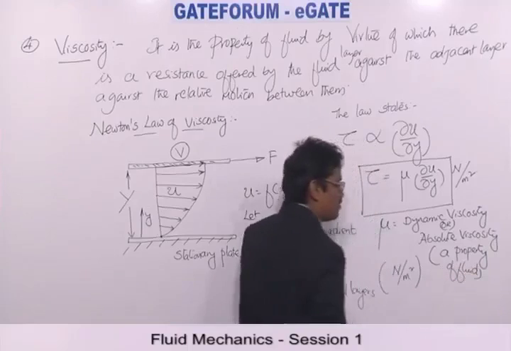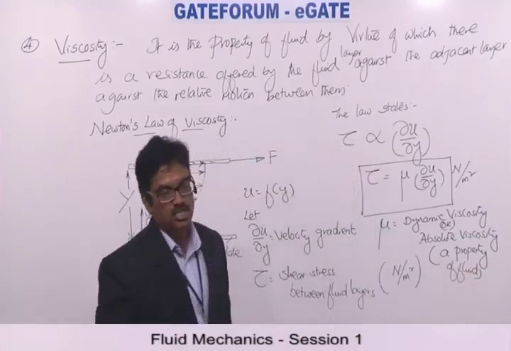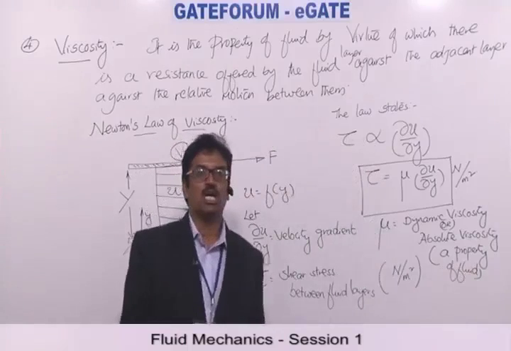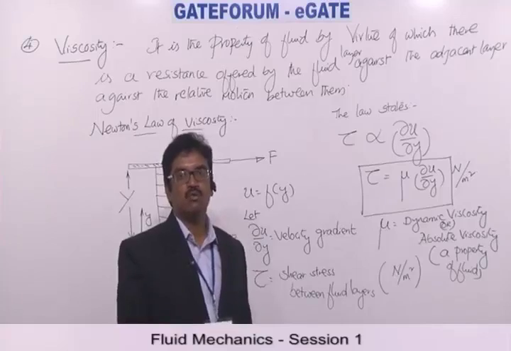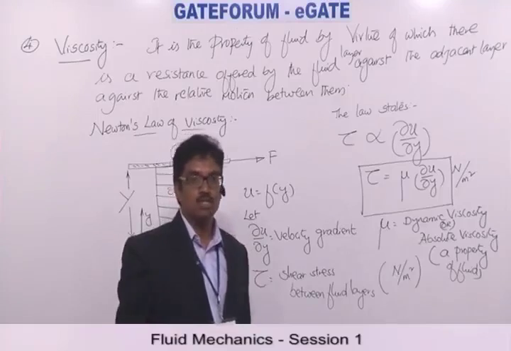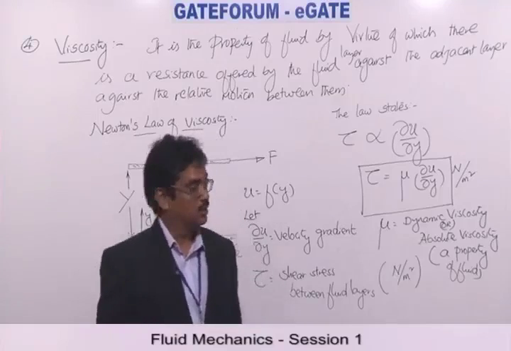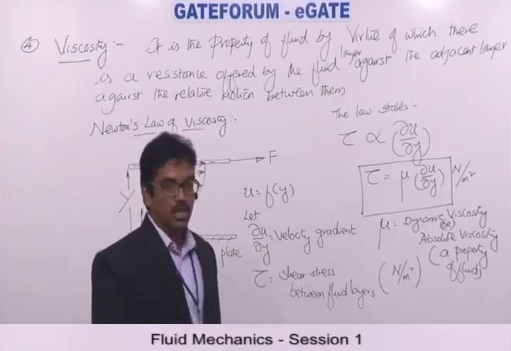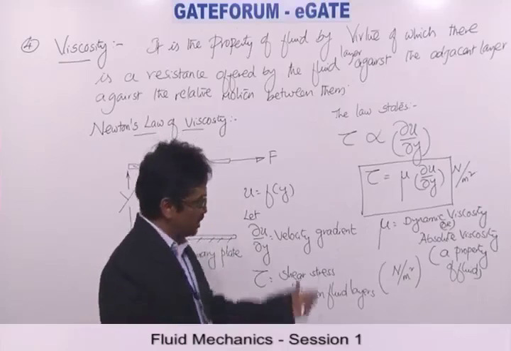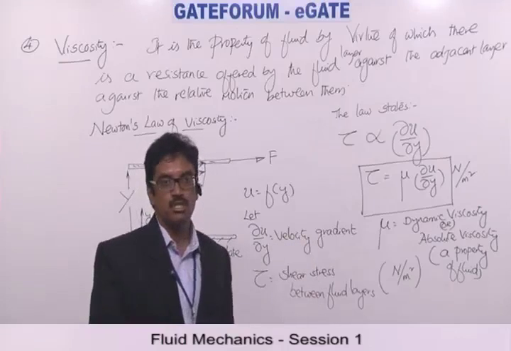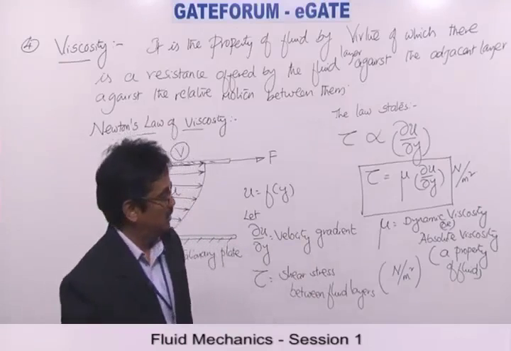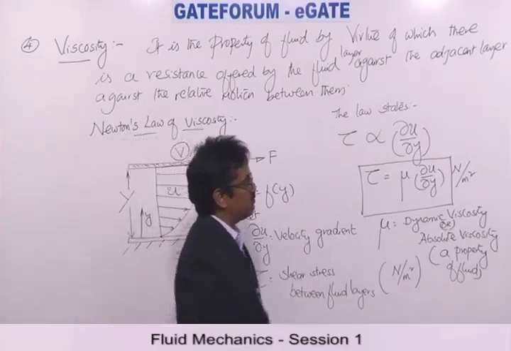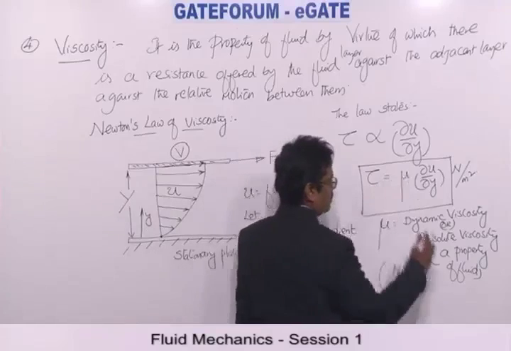Any fluid will have some properties like density, specific weight, viscosity, thermal conductivity, specific heat. These are all important thermophysical properties of a fluid, which are important in thermodynamics, another subject also. Particularly when you study heat transfer, this dynamic viscosity is an important property of the fluid, particularly in convection heat transfer. So what units can you expect for this dynamic viscosity?